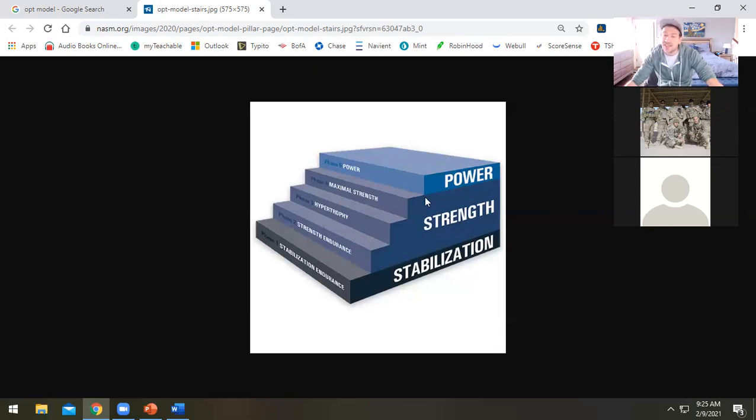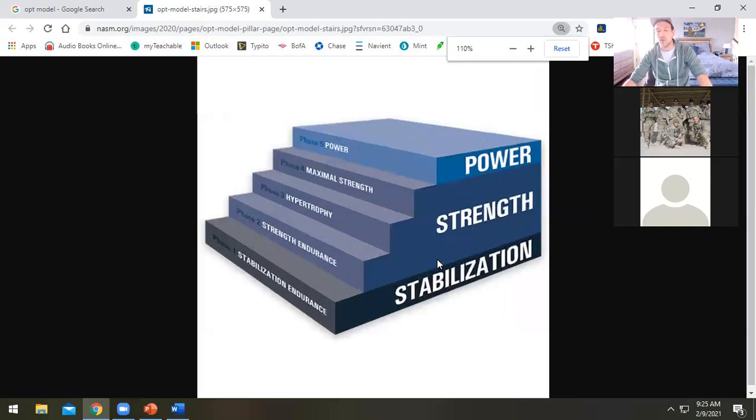So that's the idea of the OPT model here. Now, all we've been talking about is exercise selection, right? The conversation has entirely been about which version of a chest exercise do you choose? Which version of a leg exercise do you choose? But we have not really addressed the different types of reps. And that is where we look at the phases of the OPT model.